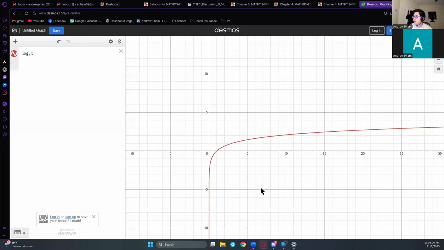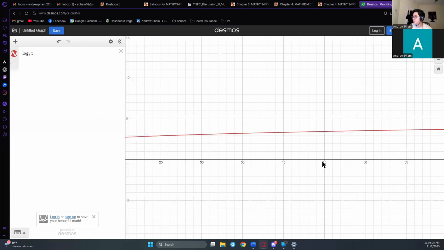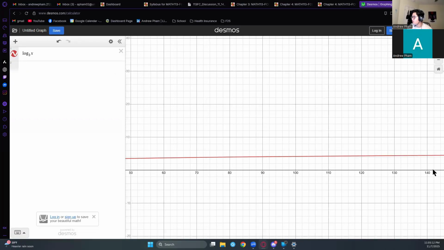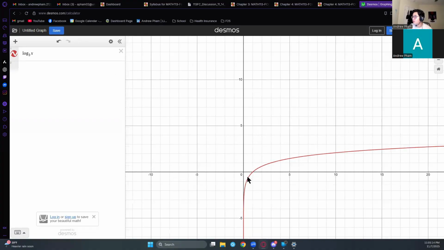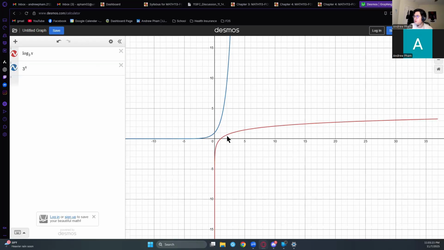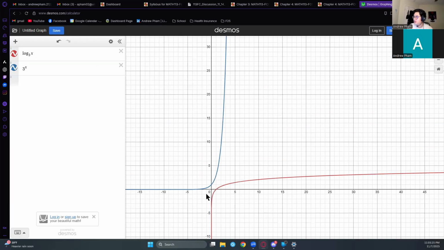You can see that it doesn't look like it's growing. It looks like there's some growth, but no, it actually grows really slowly, right? My graph will go really slowly because it's an exponent finder. Being the inverse of 3 to the x, the exponential, you can see how slowly it grows. The exponential grows really fast, and this grows really slow.